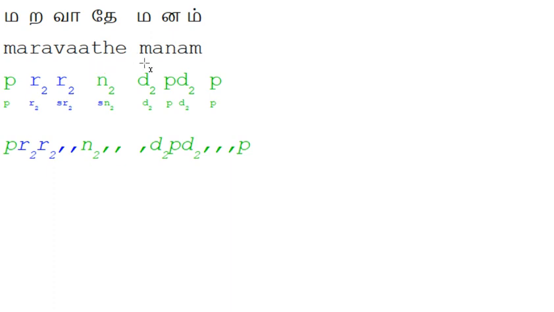Maravaadhe manam, pa ri ri ni, maravaadhe, pa ri ri ni, manam da pa da pa. And the detail for this ri is sa ri and this ni is sa ni. Pa ri ri pa ri sa ri ni sa ni, pa ri sa ri sa ni da pa da pa. Again, this is a slide. Pa da manam, all these three, pa da pa. It's a slide that you'll have to do in a single bow.